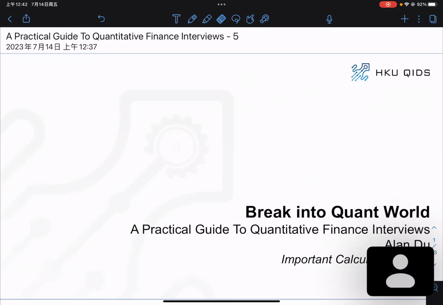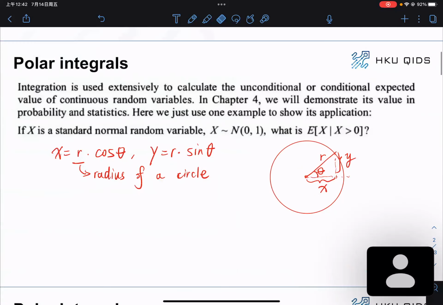Okay, let's start. So first is about polar integral. So what is polar integral? The polar integral is trying to change a Cartesian integral into a polar integral, which means the variables in the two-dimensional plane can be mapped into polar coordinates with x equal to a radius multiplied by cosine theta, y is equal to the radius multiplied by sine theta. So we are changing these two variables, x and y, to r and theta.